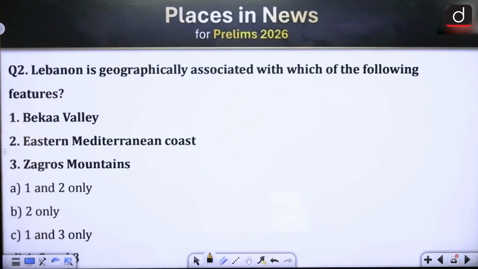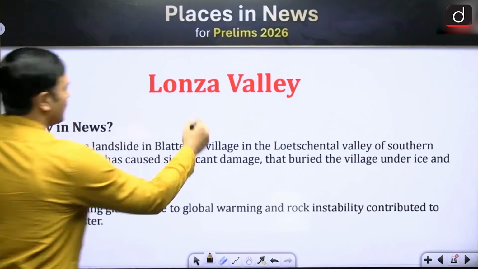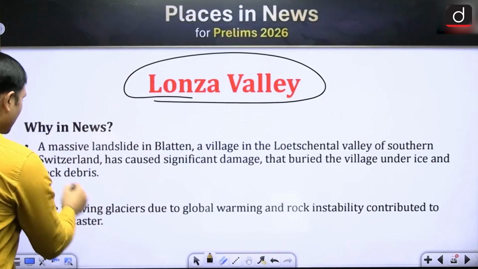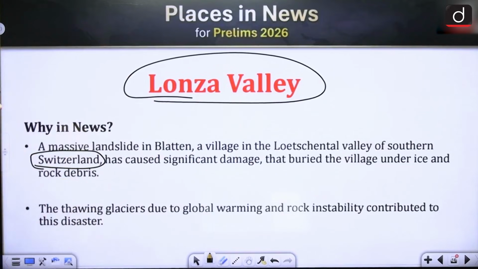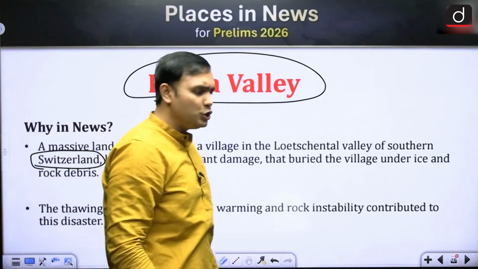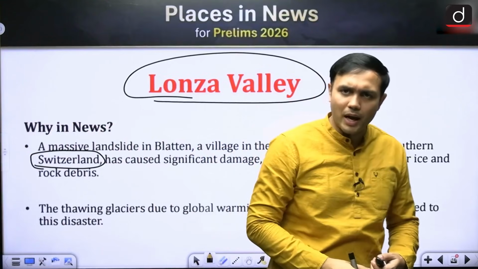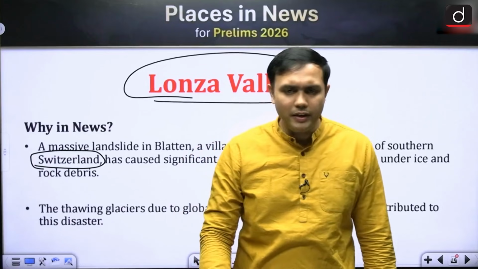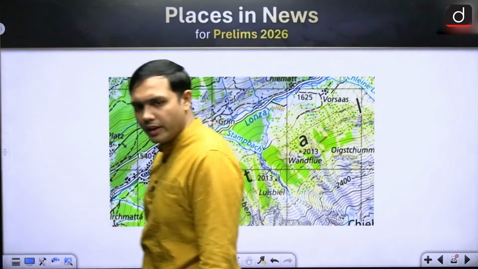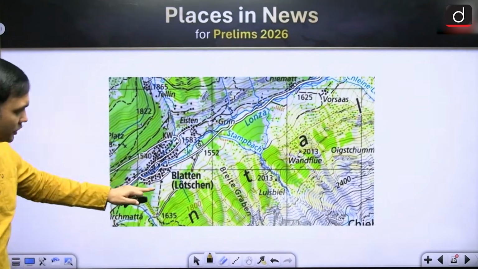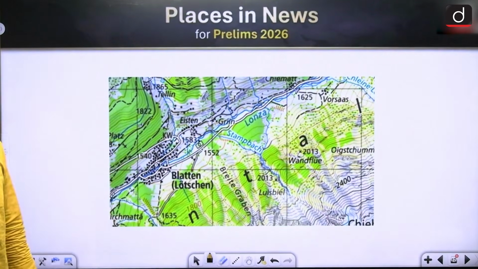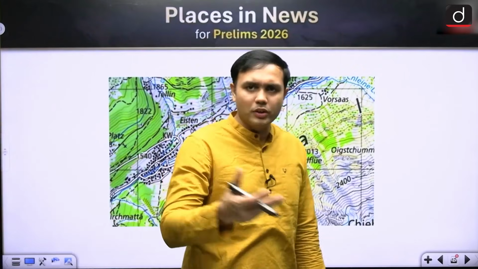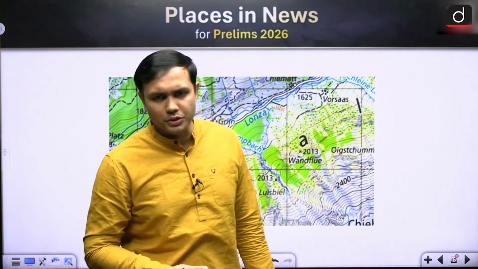All right. Next is Lonza Valley. Now, this is in Switzerland. There is a glacial flood that happened, a very devastating flood in Switzerland. In this particular region, especially here in Blatten, there used to be a glacier, or there is; these regions are associated with many glacial formations.